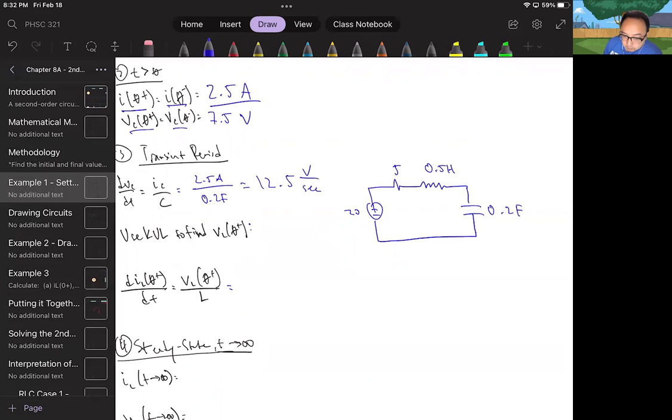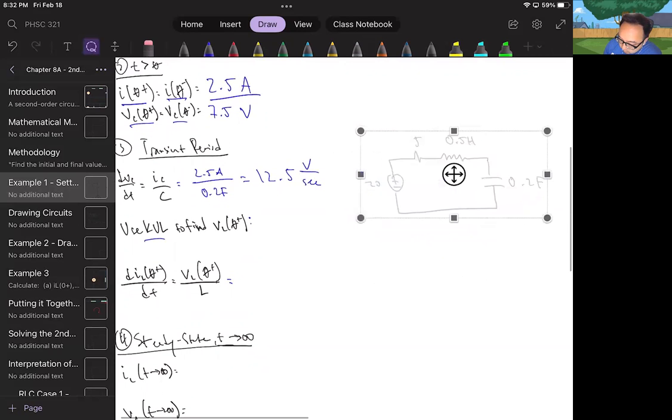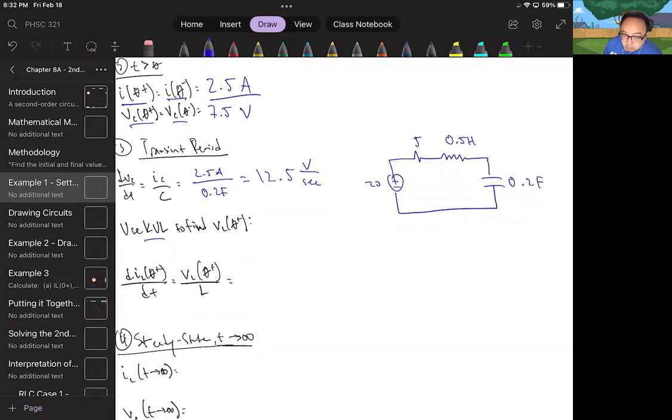So for the voltage across the capacitor now, at time greater than 0, we actually need to use KVL, Kirchhoff's voltage law, to figure this out. So go ahead and move this up just a little bit, more space here. If we were to use Kirchhoff's voltage law, we start at the source here, so that's 20 volts minus your current times your resistance. So this is going to be 2.5 amps times 5 ohms, minus the voltage across the inductor, which is what we are solving for. We don't know what that is.